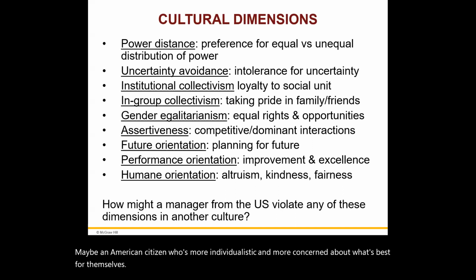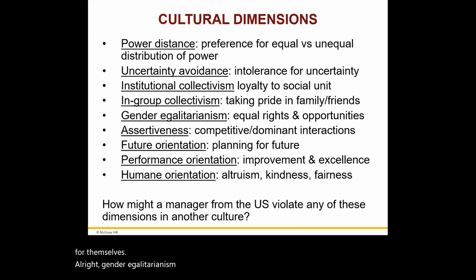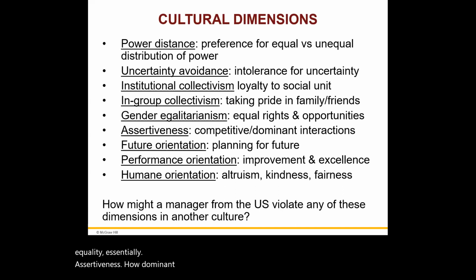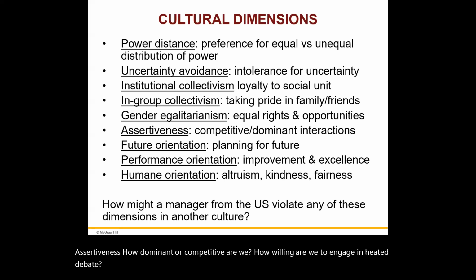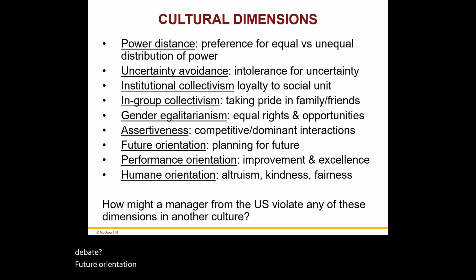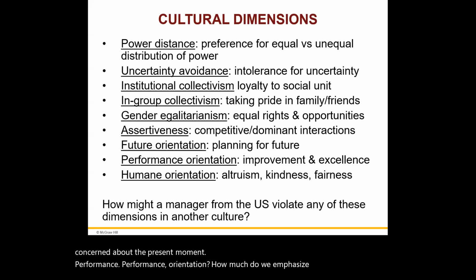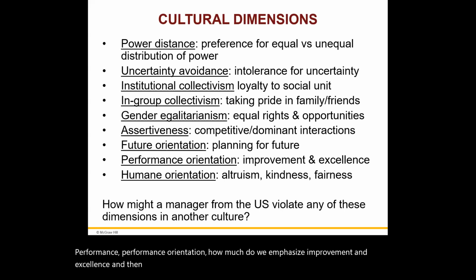All right, gender egalitarianism. Do we have equal rights for all genders? Egalitarianism is equality, essentially. Assertiveness, how dominant or competitive are we? How willing are we to engage in heated debate? Future orientation is the extent to which we want to plan for the future versus being more concerned about the present moment. Performance orientation, how much do we emphasize improvement and excellence? And then humane orientation is more about altruism, kindness, and fairness.